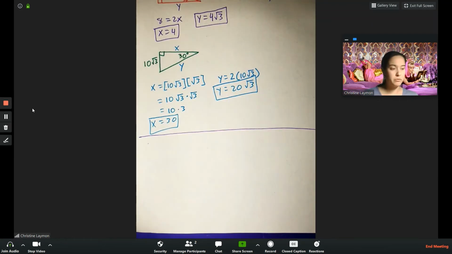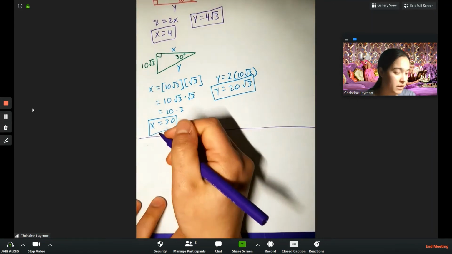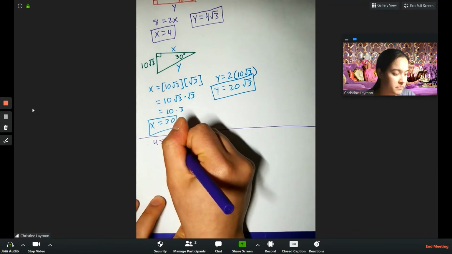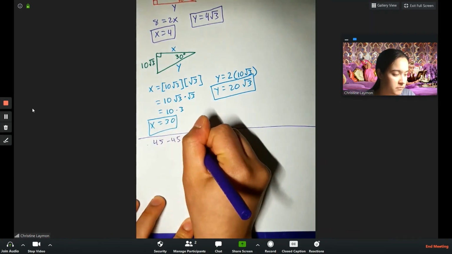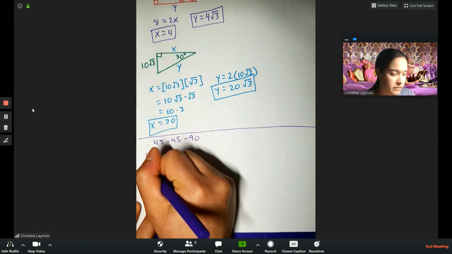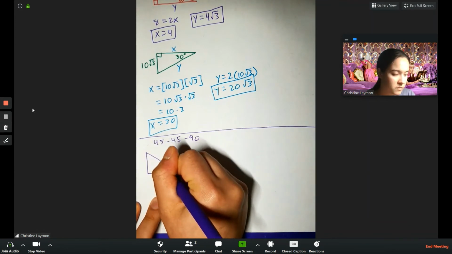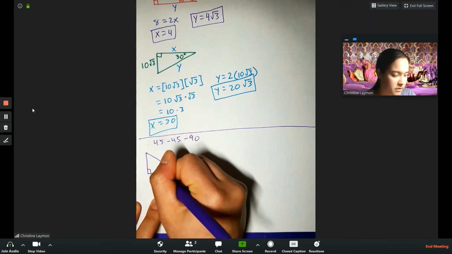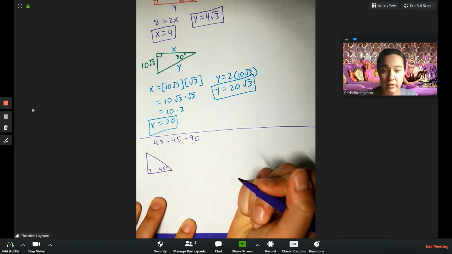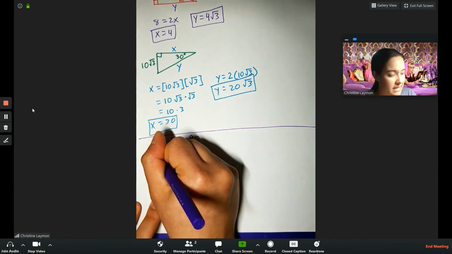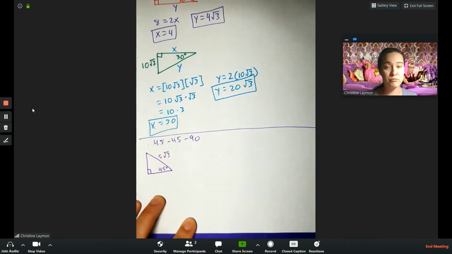Okay, so I'm going to show 2 more examples right now. These are maybe slightly more challenging versions, but it's the same general concepts. So the next one I'm going to put up is a 45, 45, 90. And here's my picture. It's my 90 degrees. There's my 45. And this time, let's say this is 5 root 3.